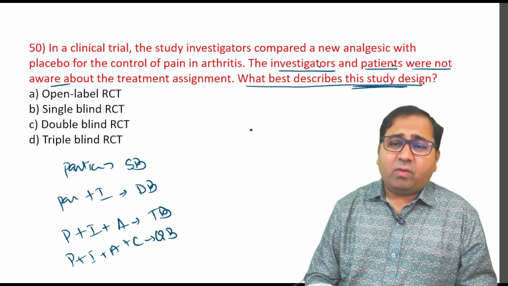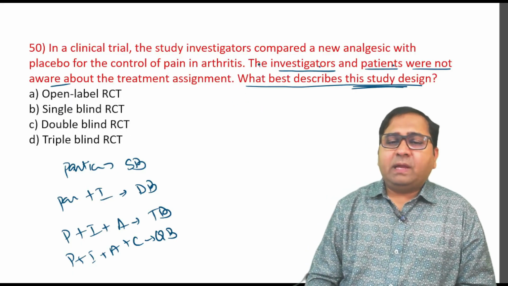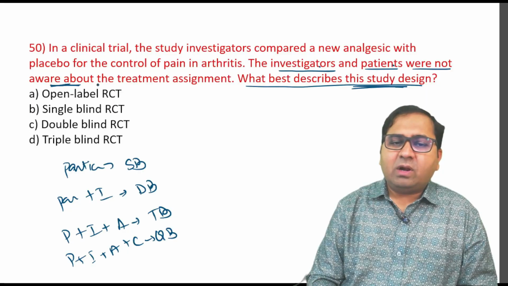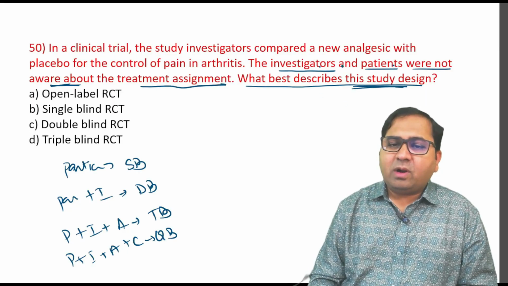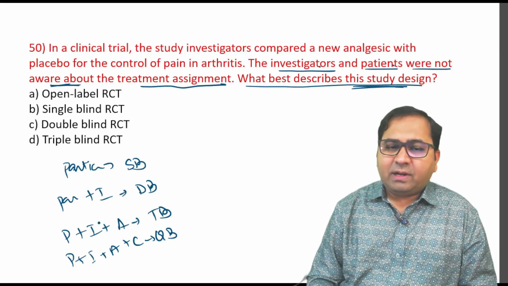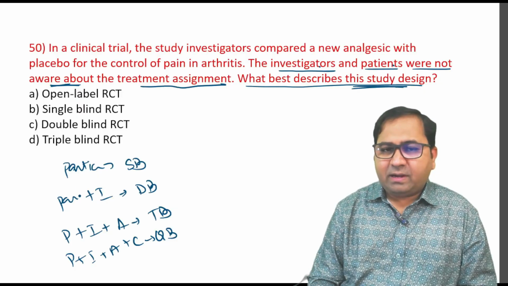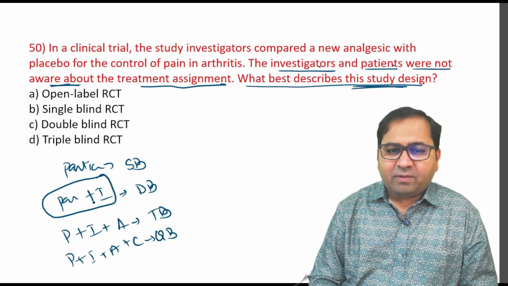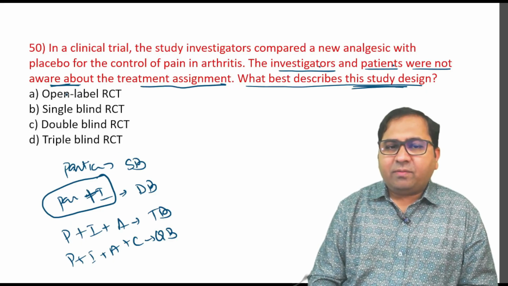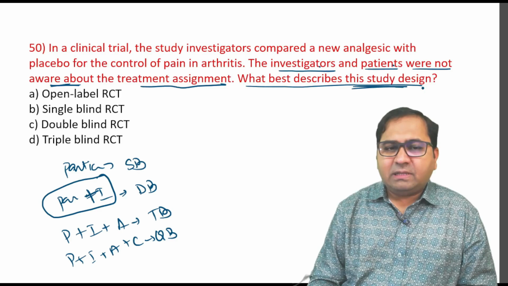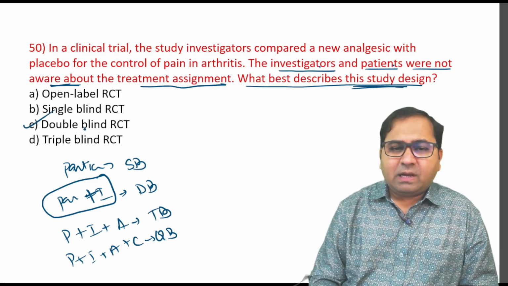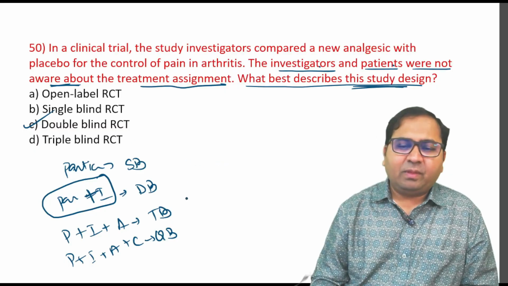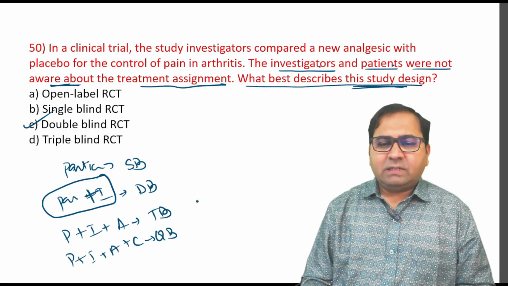So, what have they told over here? The investigators and patients were not aware of the treatment assignment. Who are not aware? Investigator is not aware and the patient, that is the participants, are unaware. So what is this study design? It is a double blinded RCT. Please remember, this is how you have to answer this question. So with this, we complete chapter number 7.